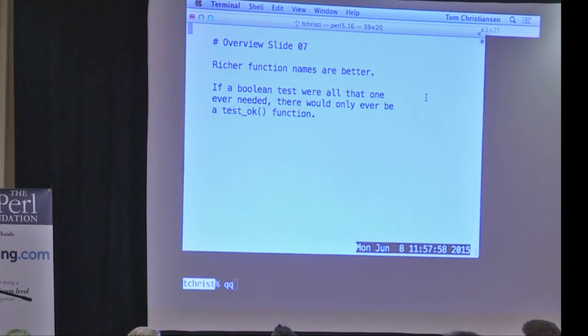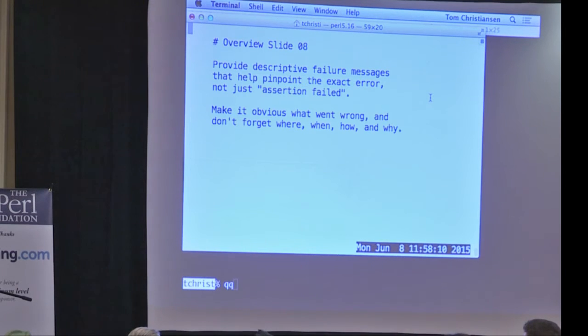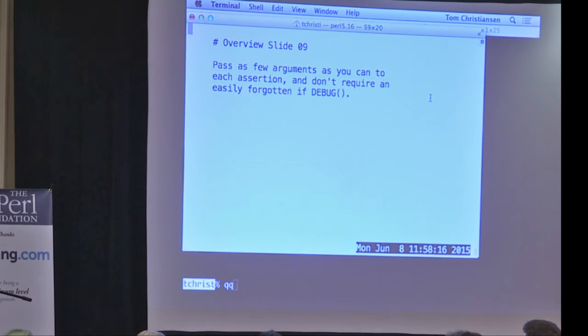Which is, that's enough. I like things better than just "test", okay. There's more than one test function, there should be more than one assert function. And they shouldn't just say "assertion failed", they should give you more information than that. And you shouldn't have to remember to say "if debug" in order to make them go away.